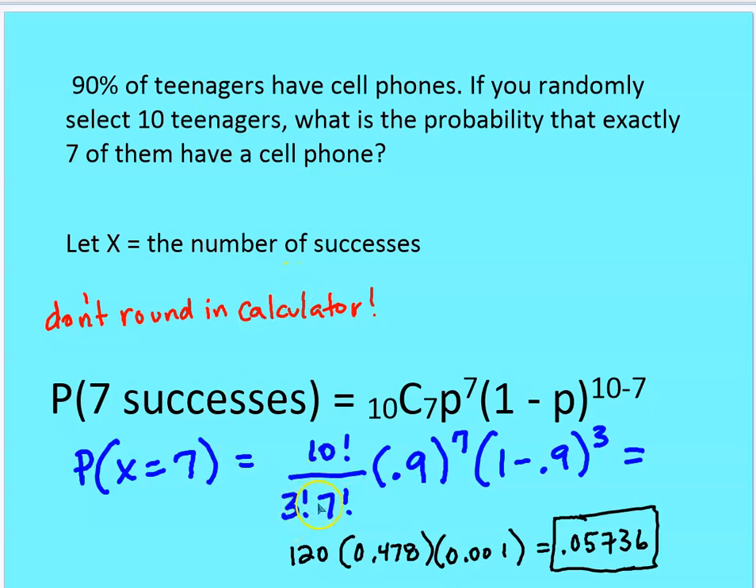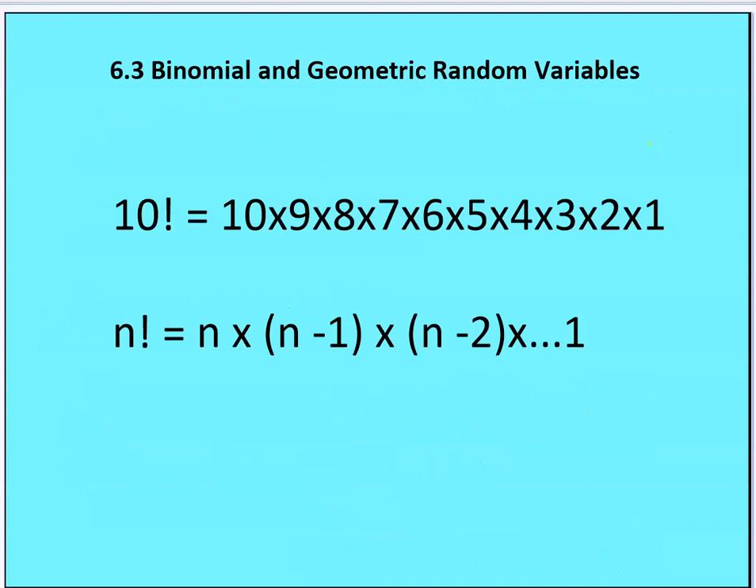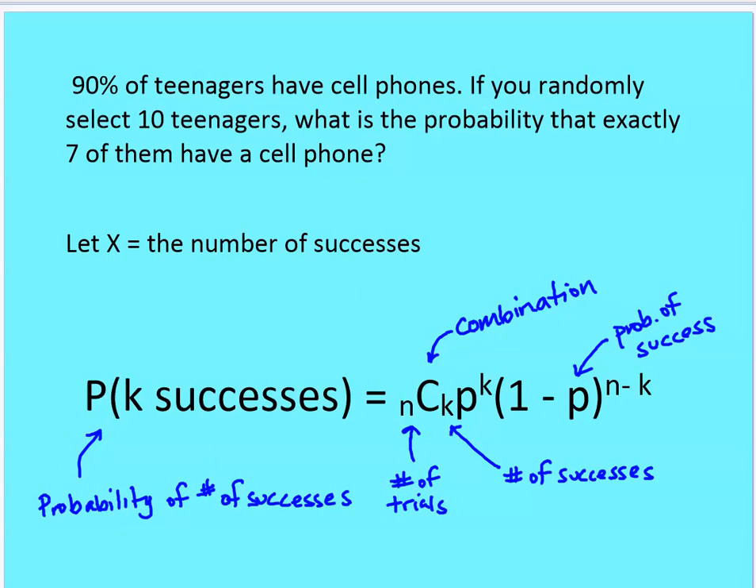And so we're going to evaluate. So 10 factorial over 3 factorial times 7 factorial on the combinations is going to be 120 times 0.9 to the power of 7, which is 0.478, times 1 minus 0.9 to the power of 3, which is 0.001. So I end up with 0.05736. This is the probability that there are exactly 7 teenagers that will have cell phones if you randomly select 10, where in the entire population, 90% of the teenagers have cell phones. All right. So this is our look at the factorial value.